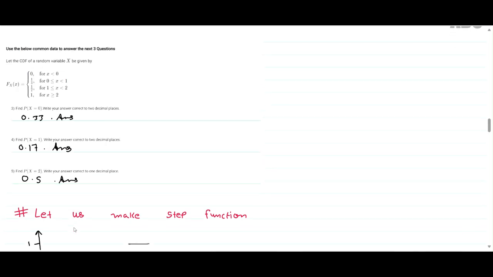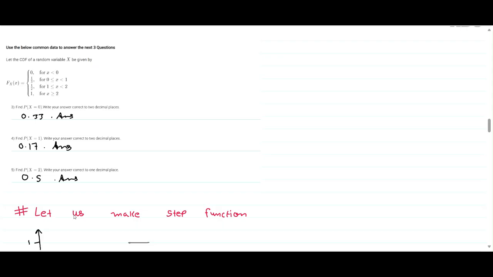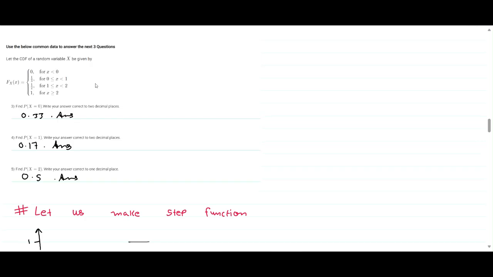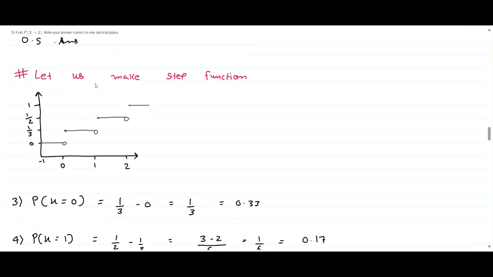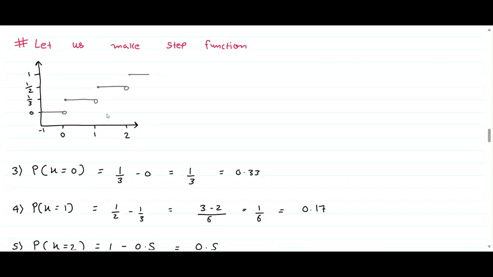Let us now move to the next question. This question says that the next 3 questions share common data, which is given below. This data is basically the CDF of a random variable x. If we look at the CDF, then we can see that there are jumps at each range value, which makes it clear that it is a discrete random variable. We know that a step function is used to represent the CDF of a discrete random variable. So, if we create a step function for this given CDF, it will look something like this, where we can clearly see the jumps.